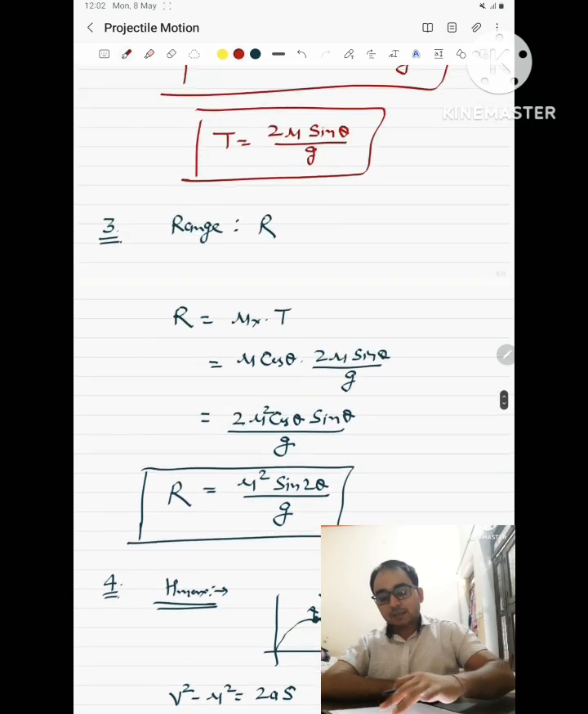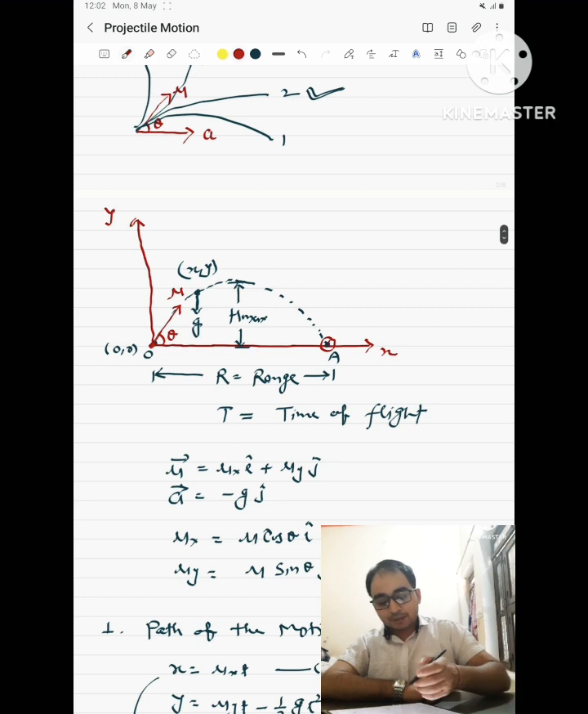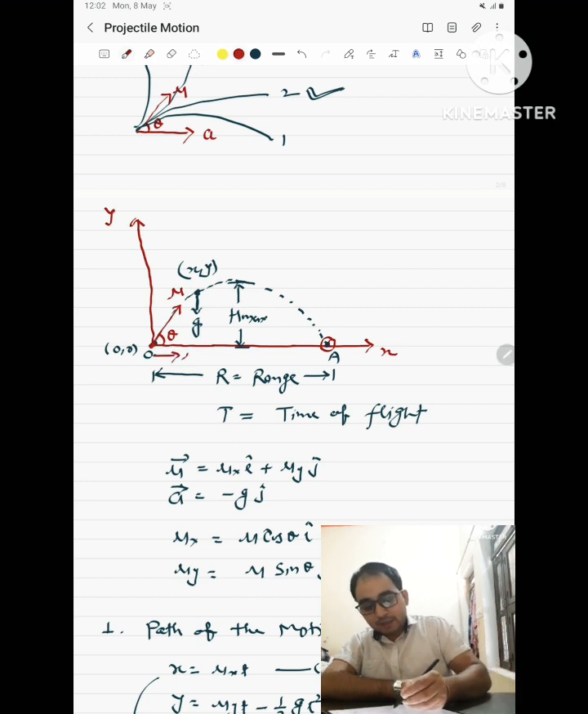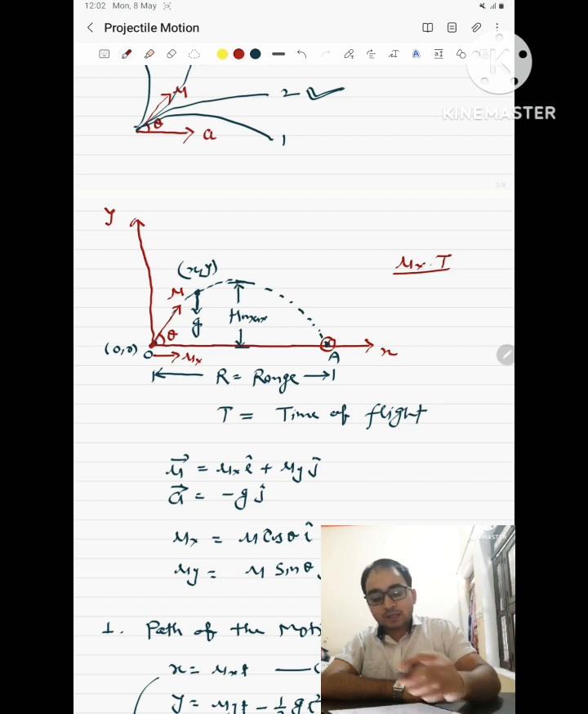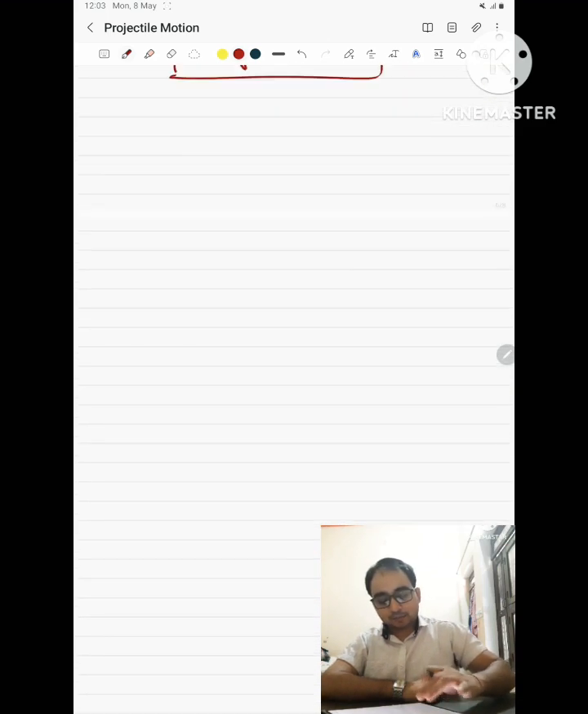By observing this diagram, we can directly conclude that the velocity in this direction is ux. So the total distance traveled is ux into t. So this is the total distance in x direction, that is the displacement in x direction, and total time of flight is t. So we can directly write v average is ux, and that is u cos theta. That's what we get in this example.